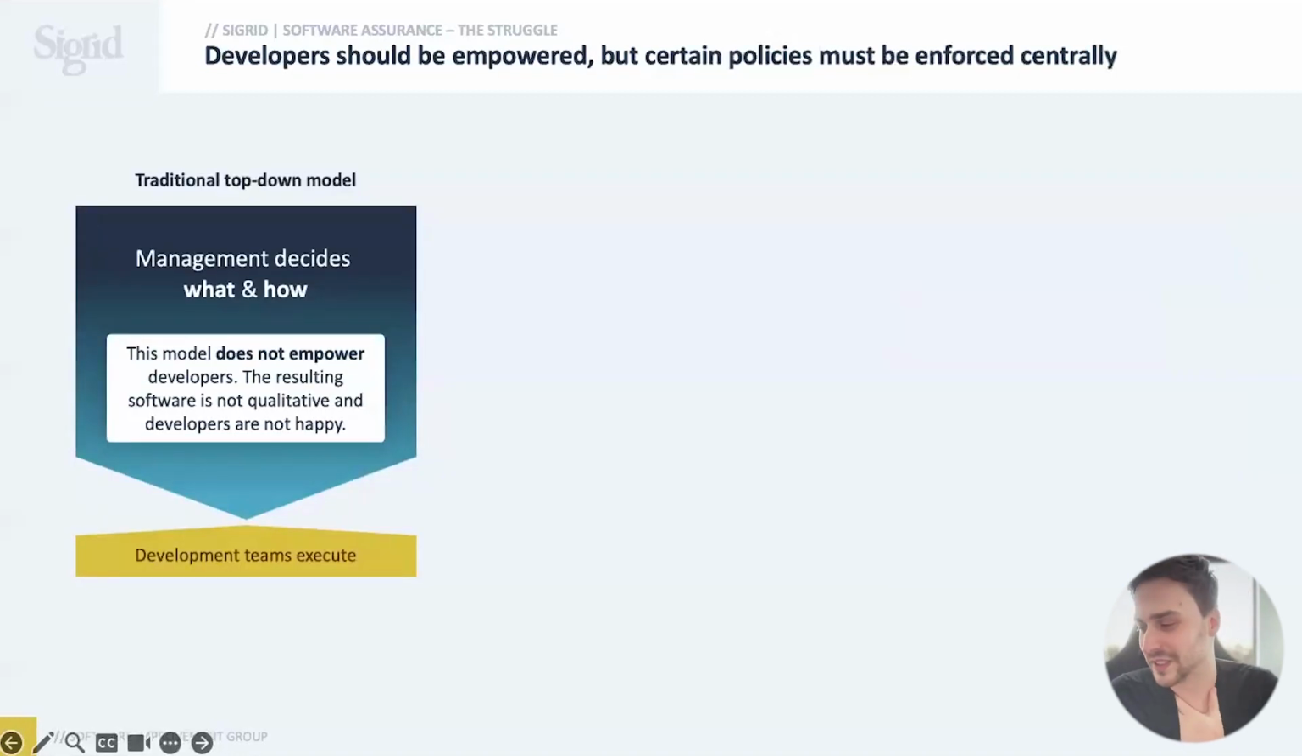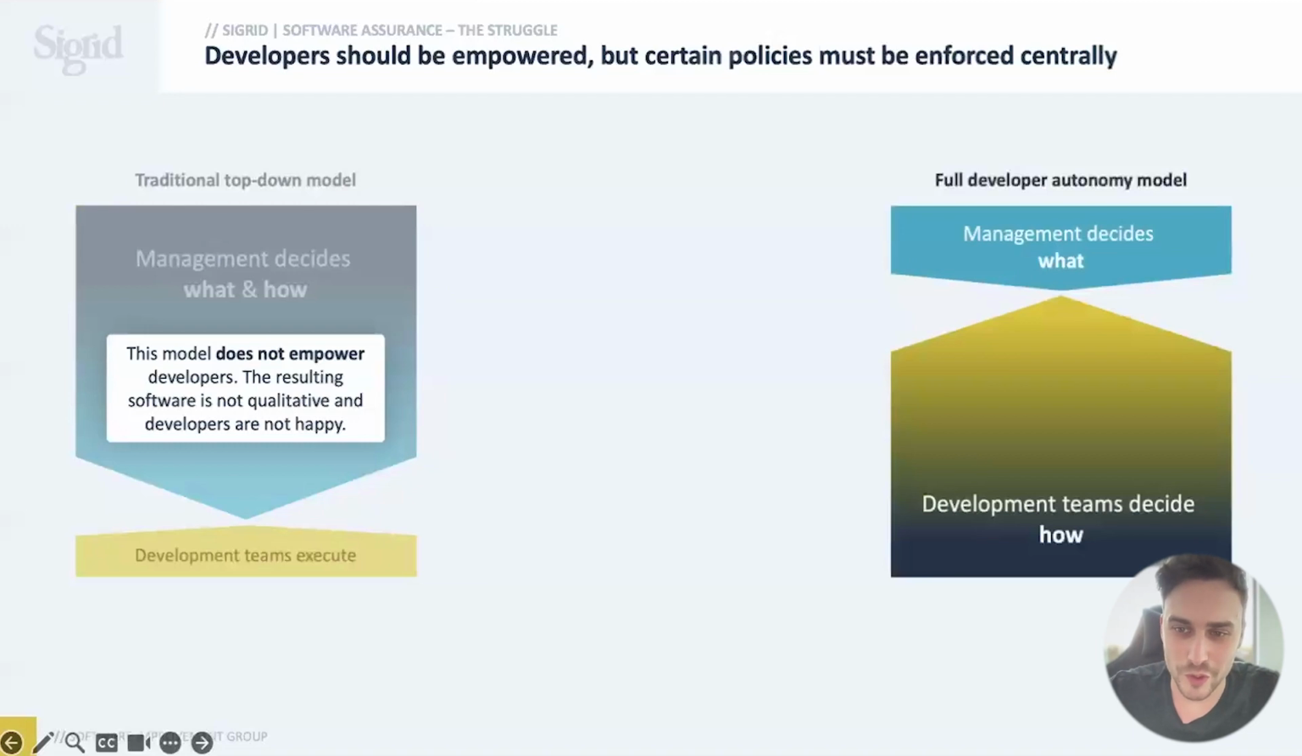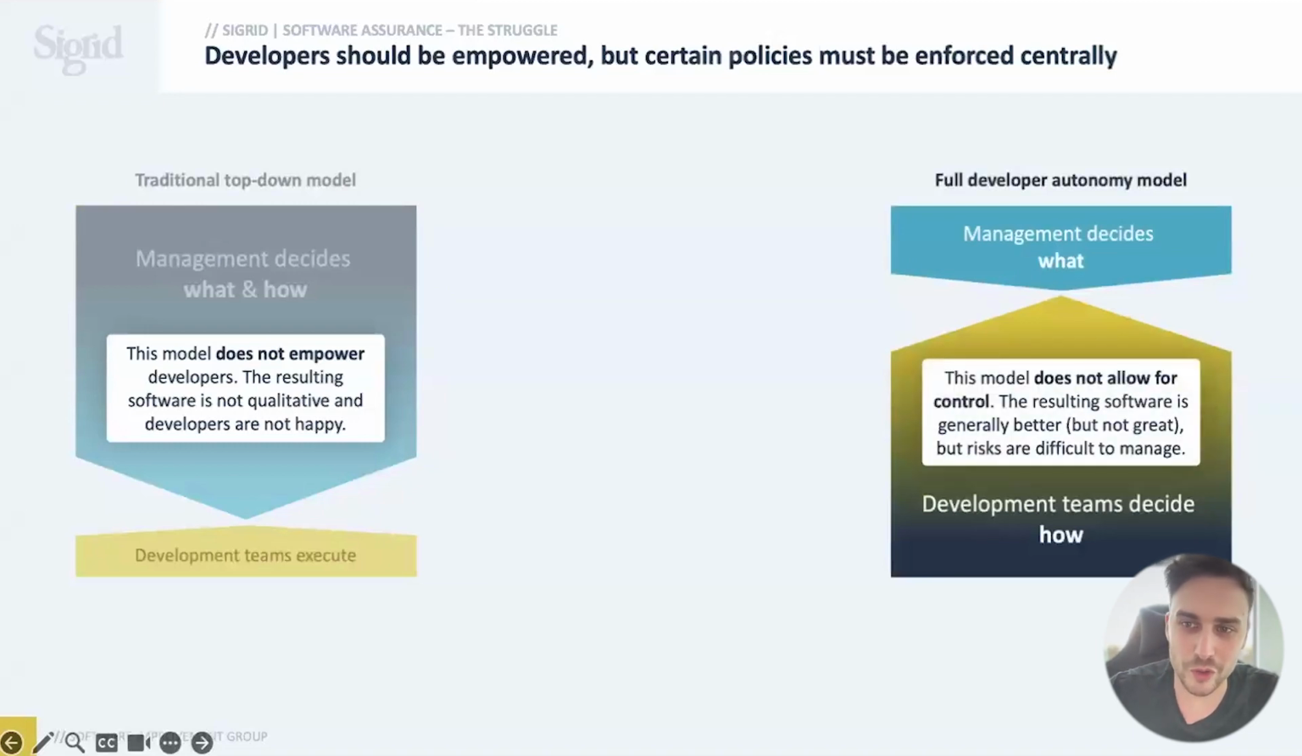There are some outliers where management is also technical, but this does not happen very often. We also come across the other way, the full developer autonomy model, where management decides functionality, but development teams have full control of what is being implemented and how it is implemented. This often results in generally better software, but there are some risks that it does not align with where the business wants to steer towards, because it's not aligning with business concerns.